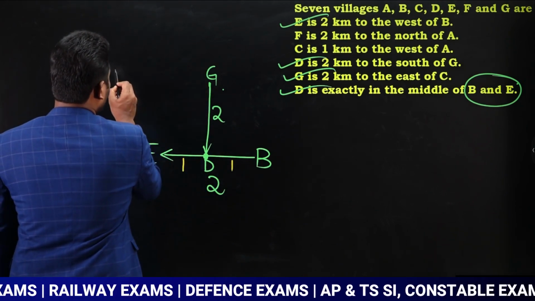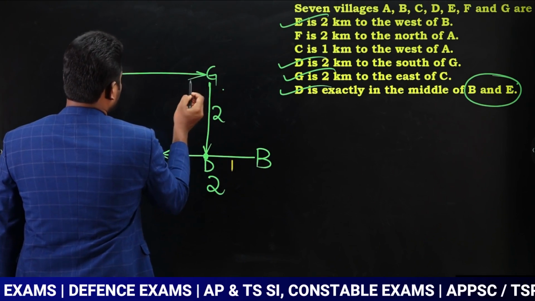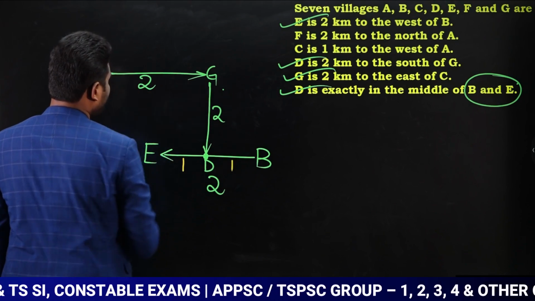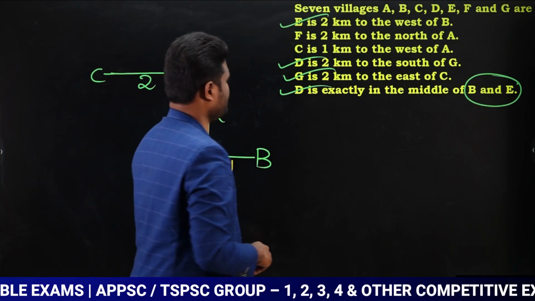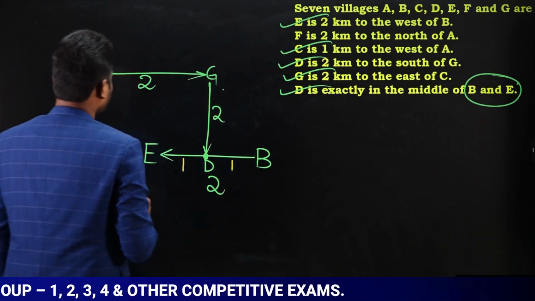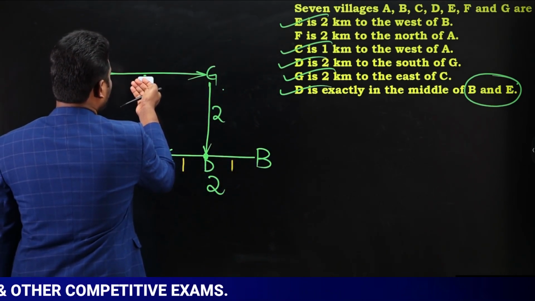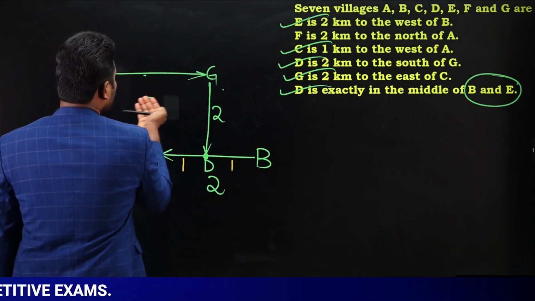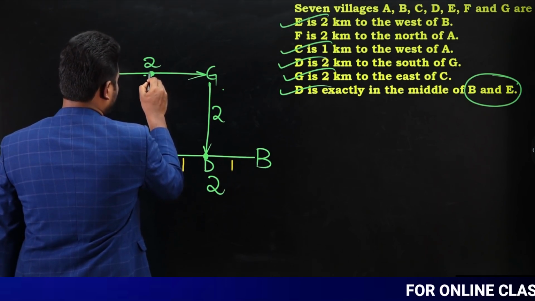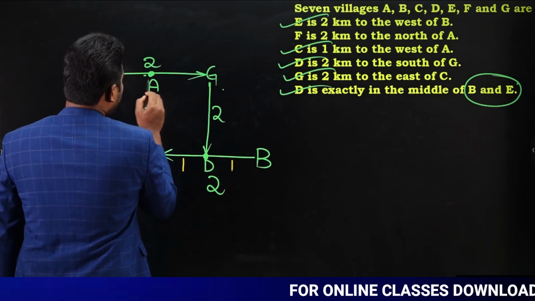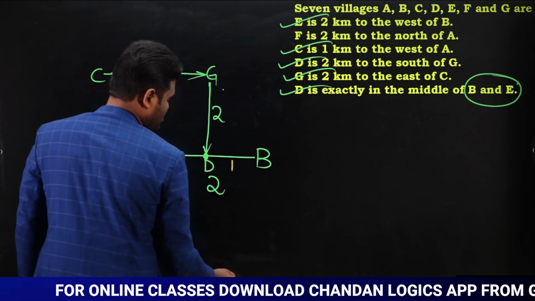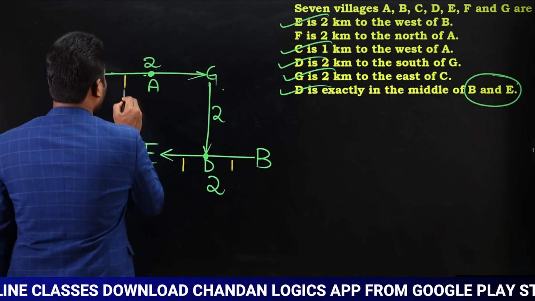So G is going to be 2 kilometers east of C. Next, with respect to C, C is 1 kilometer to west of A. C is going to be 1 kilometer to west of A, means now A is going to be at this point. Yes, A is going to be at this point. If A is at this point, C is going to be 1 kilometer west of A. Yes or no?